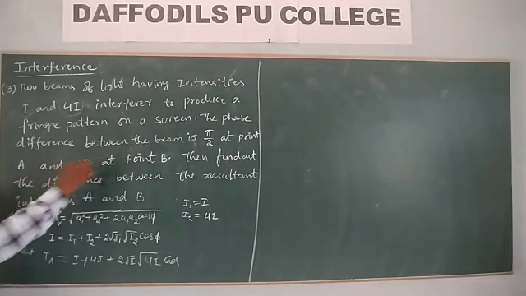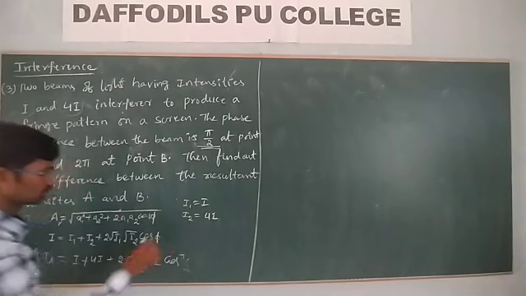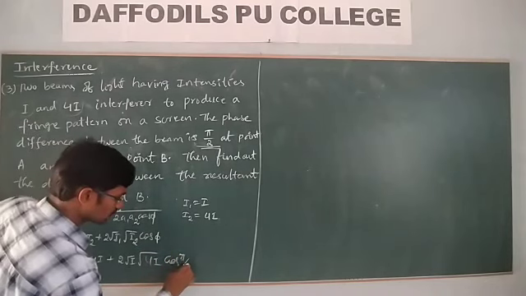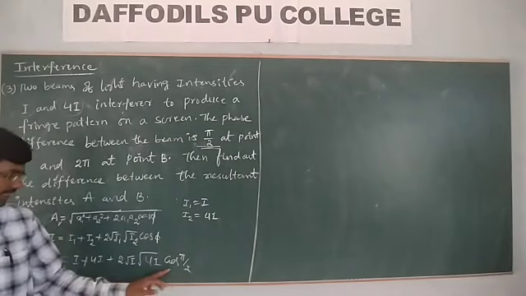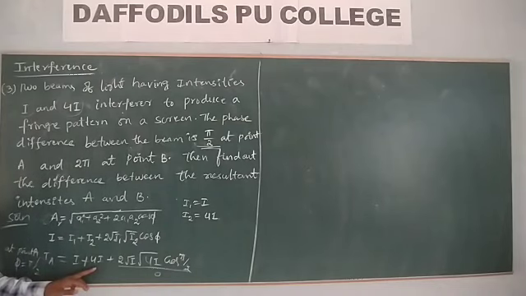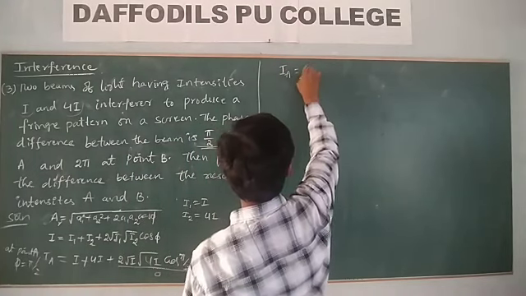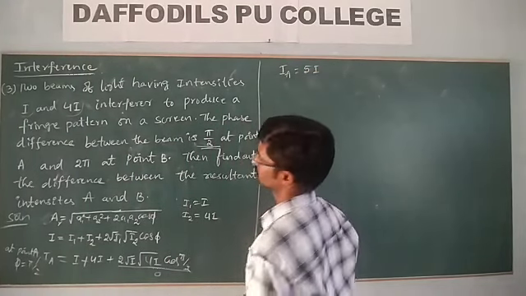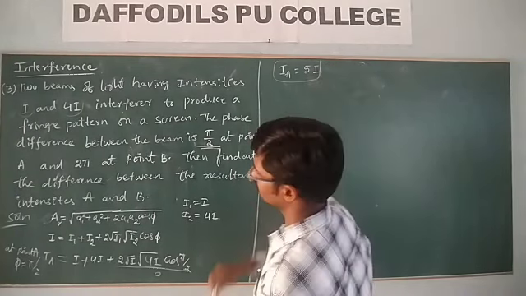At point A, what is the phase difference? Phi is equal to pi by 2, so cos pi by 2. Now tell me, cos 90, what is this value? 0. Then this term will become 0. Then what is remaining? I plus 4I, that is 5I. So IA is equal to 5I. First, I have calculated the intensity at A.